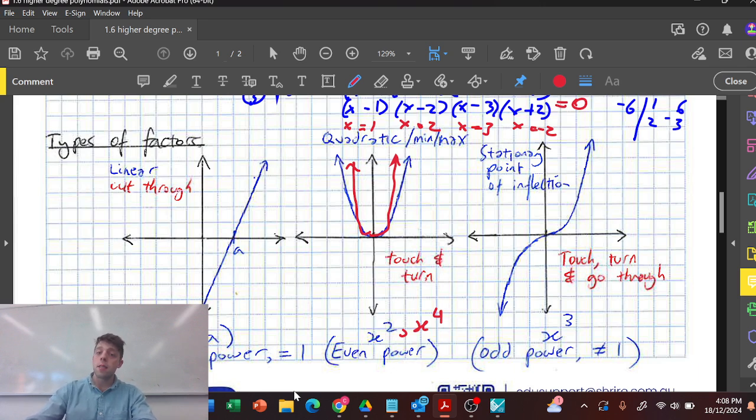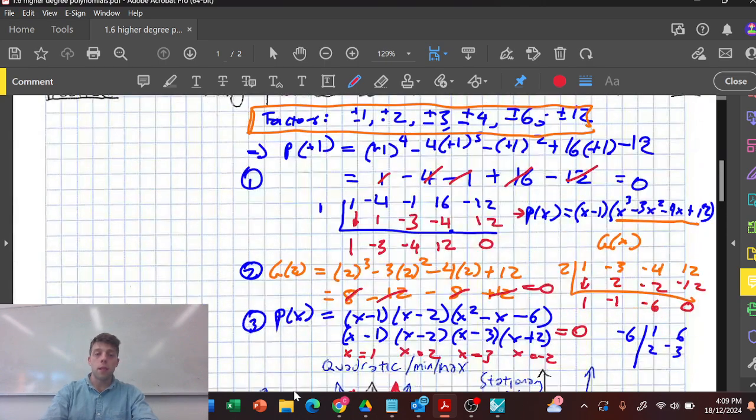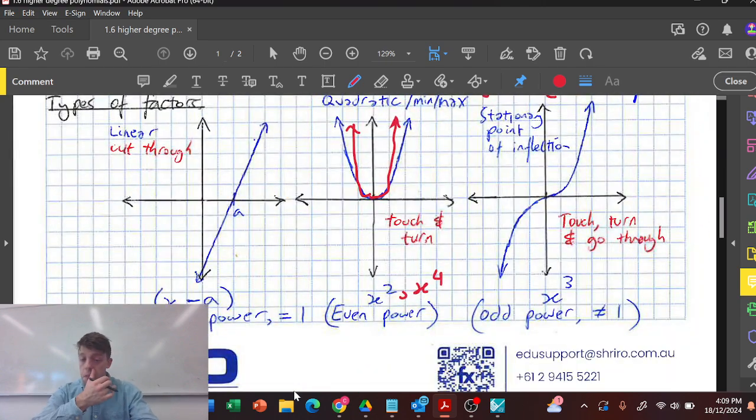And then lastly, we have a stationary point of inflection, also known as a touch, turn, and go through. That's when it is, for example, positive gradient on this side, positive gradient on that side, and maybe it could be negative gradient on this side, negative gradient on that side. The point is, it's the same gradient on either side, and it goes through like this. So we saw an example of this, or we're going to see an example of this in the next question.